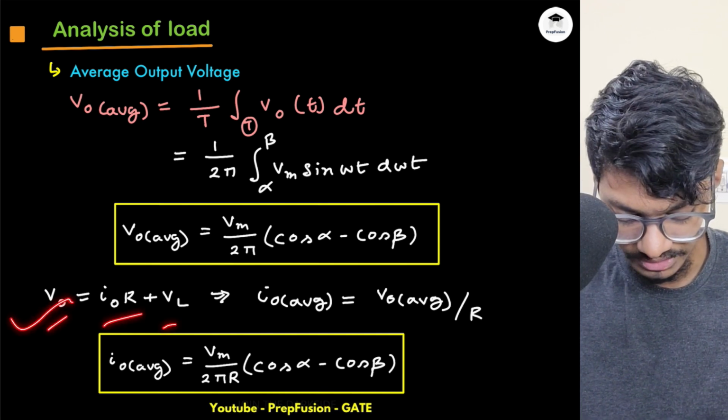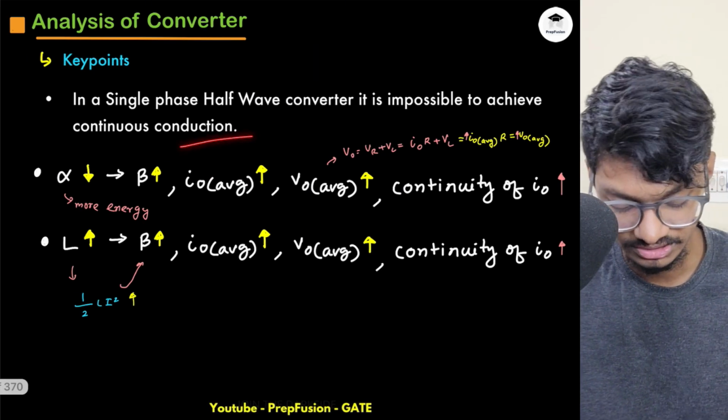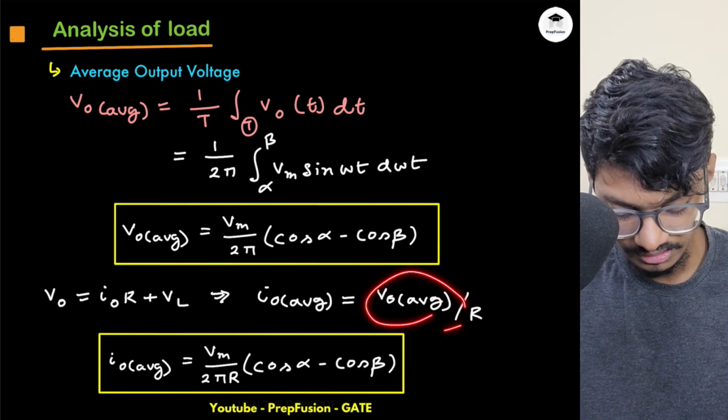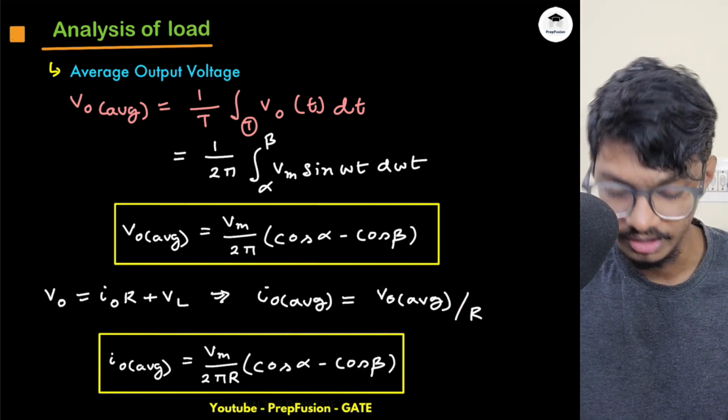And what is my VO? VO is IO into R plus VL, and I just derived in the previous slide that my VO average will be equal to IO average into R.